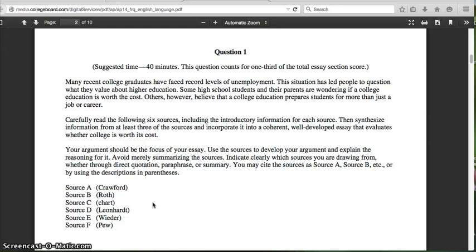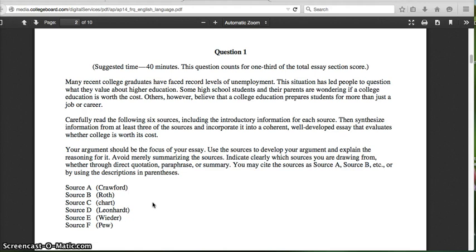carefully. All right, this particular one says many recent college graduates have faced record levels of unemployment. This situation has led people to question what they value about higher education. Some high school students and their parents are wondering if a college education is worth the cost. Others, however, believe that a college education prepares students for more than just a job or career. All right, so you can tell that we have the issue of whether or not a student should go to college, whether it is worth its price tag.